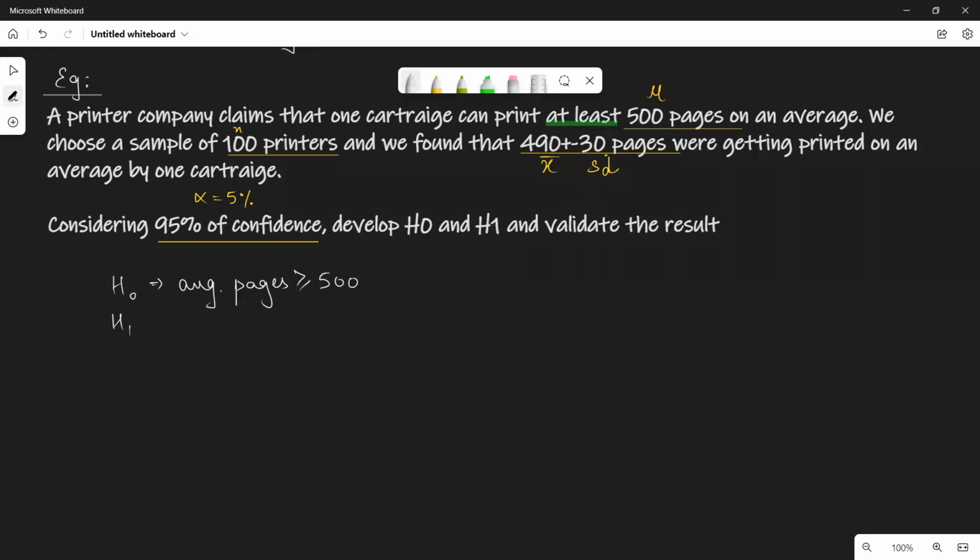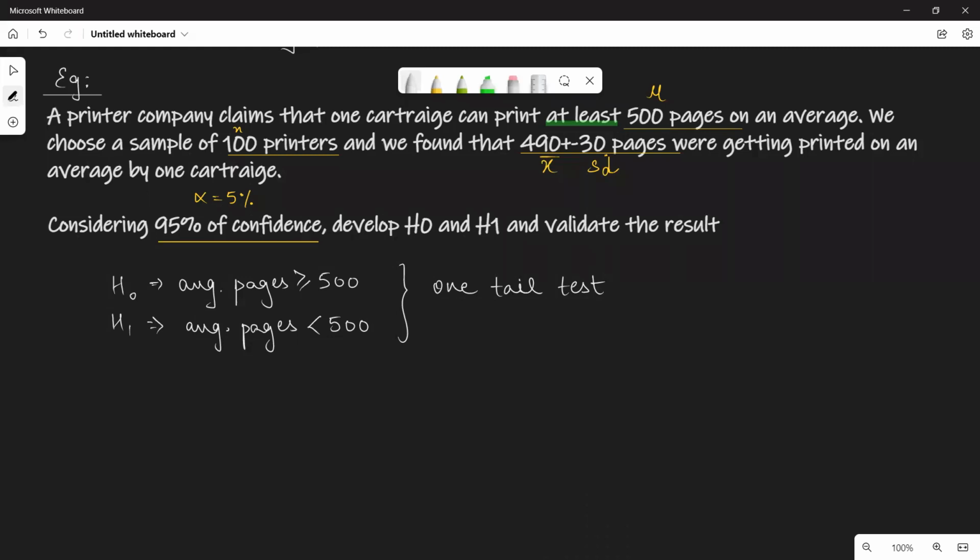This is your H0. What is H1? The alternate of it: average number of pages less than 500. Because we have just one condition in H1, this is a one-tail test.